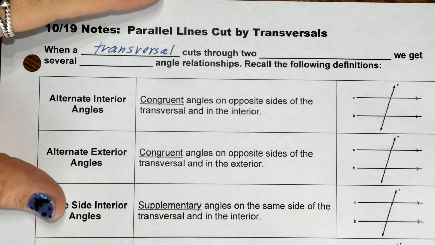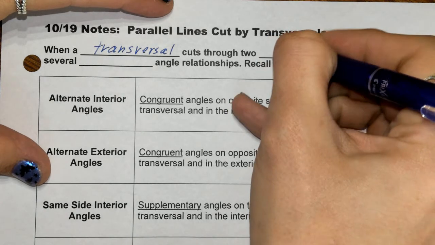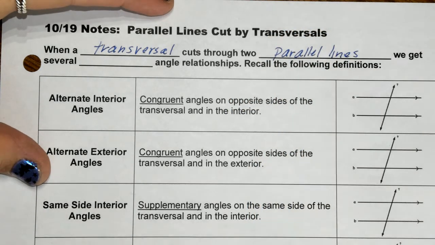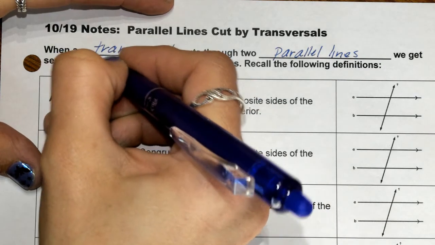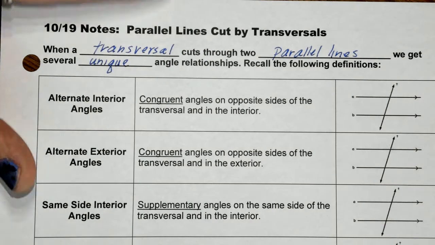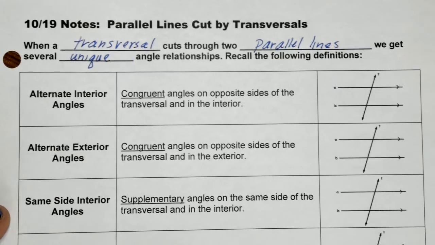And again, make sure you pause and get these words in. When a transversal cuts through two parallel lines, we get several unique angle relationships. So they're going to have a certain relationship so we can actually figure out, if I give you one angle measurement, what's the other one? Or if I give you some algebra, we can set it up.